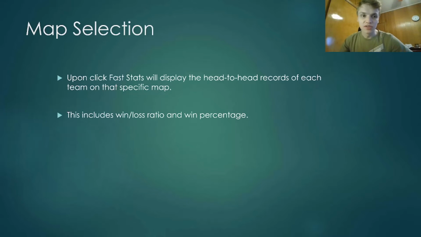Next we have the map selection. You're going to be able to select each map and see what team excels at this map, or maybe what team struggles on this map. This will show things like the win-loss ratio and the win percentage, how each team is performing on that specific map.